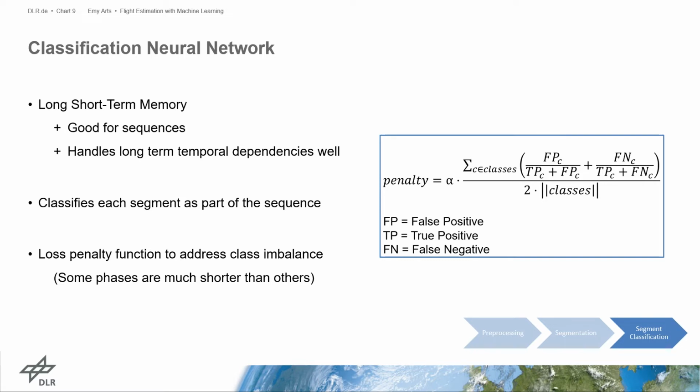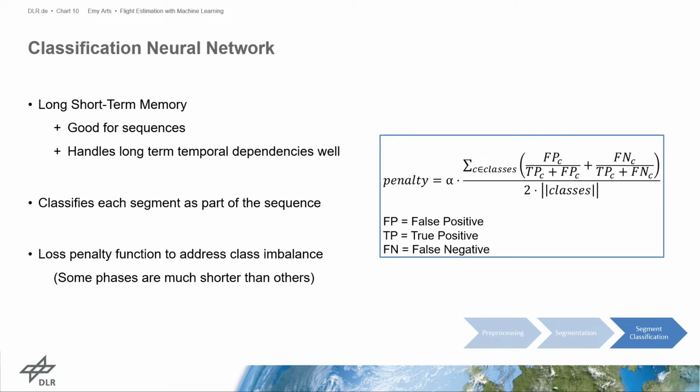So this neural network classifies each segment as part of the sequence. This means that for the classification of a single segment, it does not only take into account the features of that segment, as we discussed previously, but also the history of the previous inputs or the previous segments it has seen before. Now, early on, we found out that, of course, not every flight phase is represented by as many segments, because a shorter flight phase will be given by fewer segments than a longer flight phase. For this reason, we introduced a loss penalty function to address this problem called class imbalance.